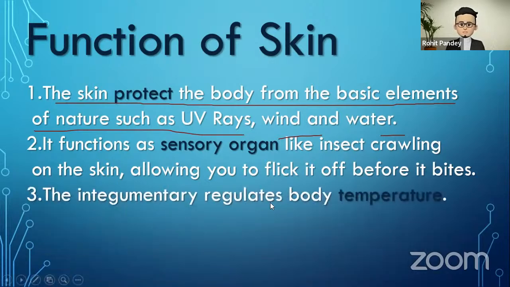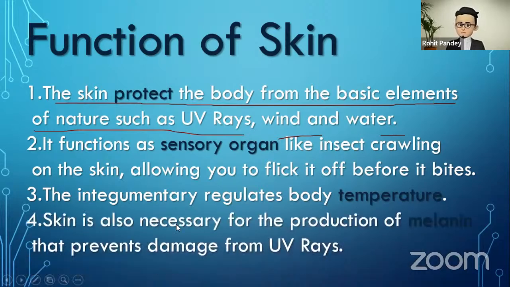And then the integumentary system regulates body temperature. You know that when we sweat, our body cools down. Skin is also necessary for the production of melanin that prevents damage from UV rays. Melanin is responsible for the color of the skin.